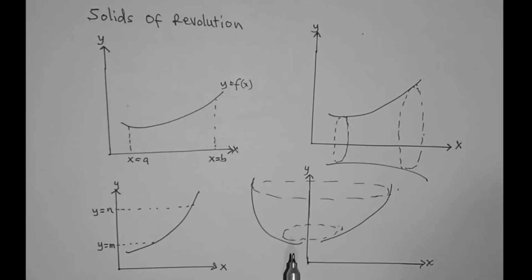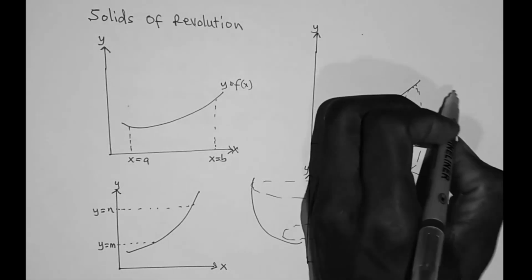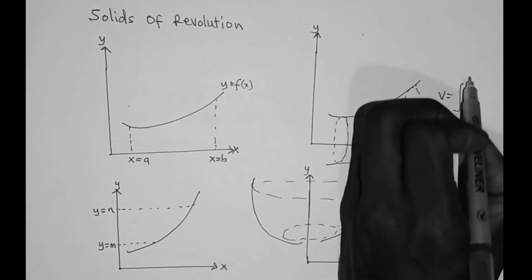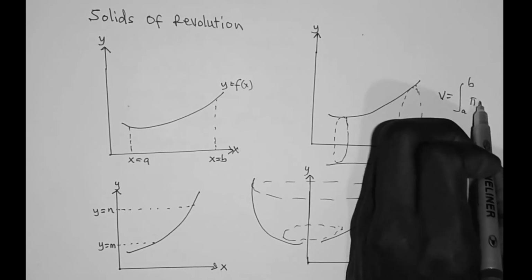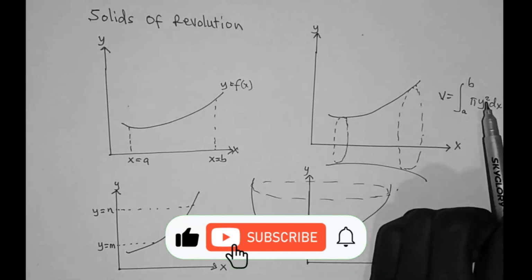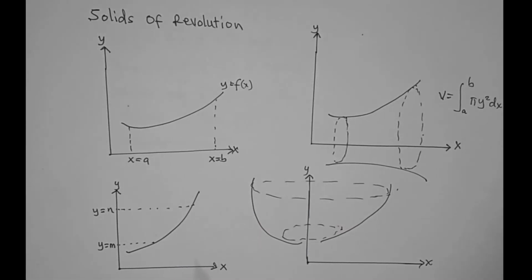solid. If y is given as a function of x, the volume of the solid generated by rotating the part of the curve x equals a and x equals b about the x-axis is given as follows. In this case, V is equal to the integral from a to b of pi y squared dx. So we just need to integrate y squared multiplied by pi with respect to x.